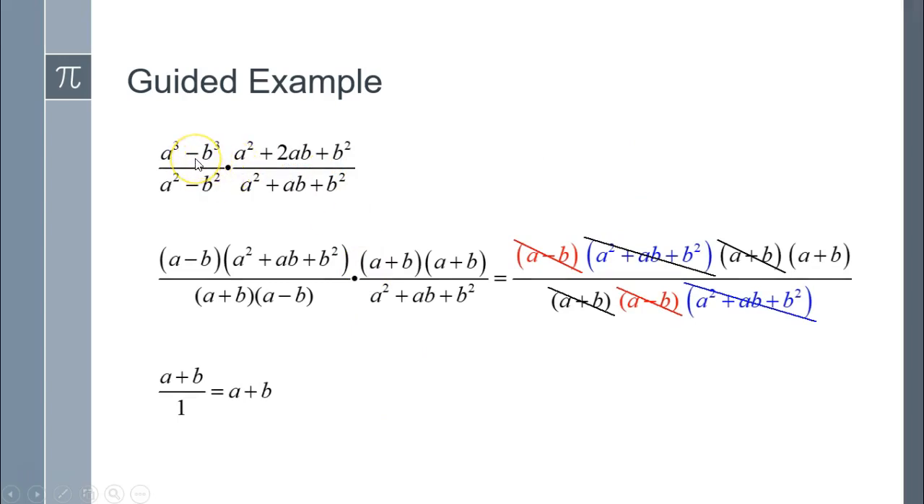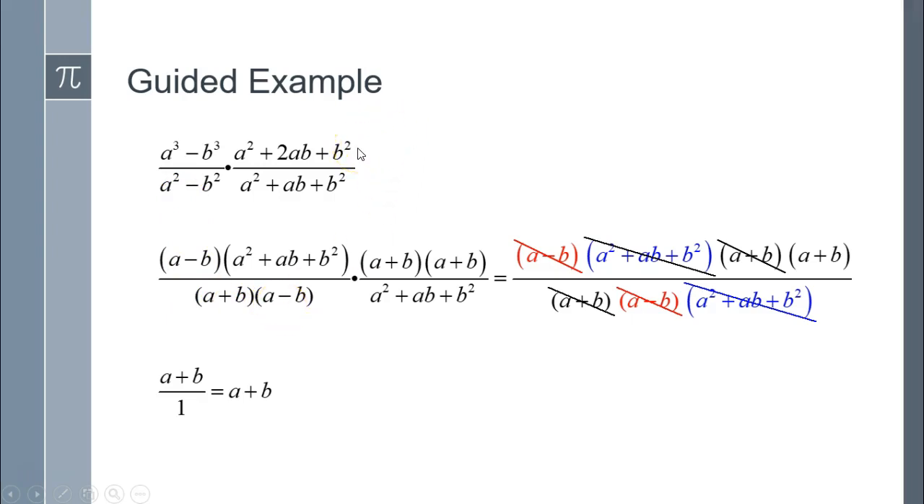I chose to factor first here and then multiply. So a cubed minus b cubed is a minus b times a squared plus ab plus b squared. That's the top of that first fraction in factored form. The bottom was the difference of two squares, so I get a plus b times a minus b.